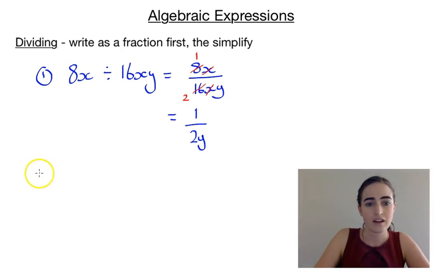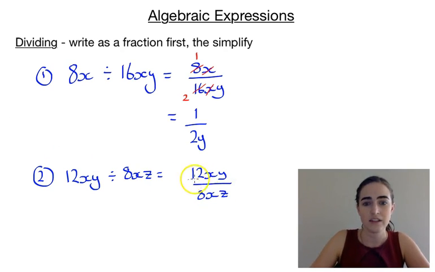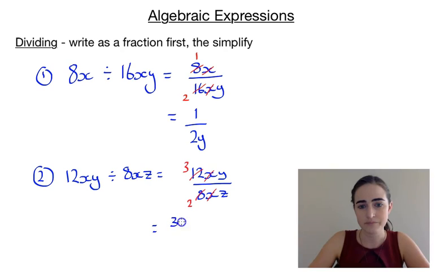All right, our second example, we've got 12xy divided by 8xz. So again, write as a fraction first, so we'll have 12xy over 8xz, and then cancel out. So our x's, again, divide through to give 1, and then if we look at our numbers, 12 and 8 can both be divided by 4. So divide 12 by 4 and you get 3. Divide 8 by 4 and you get 2. And the y and the z can't cancel out because there's only one of each. And then what we're left with on the top is 3y, and in the denominator is 2z.